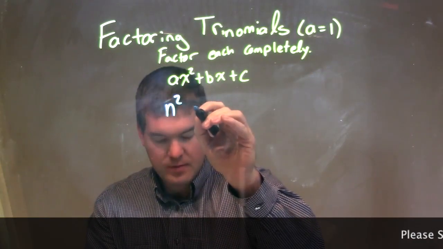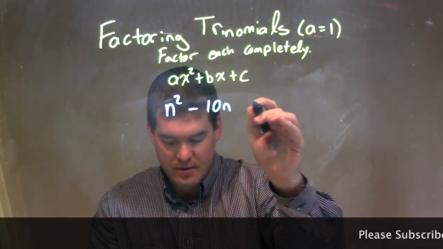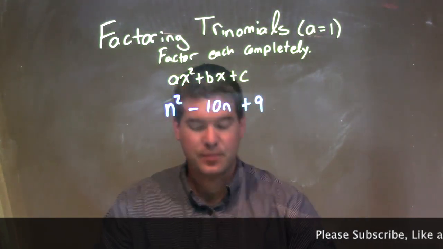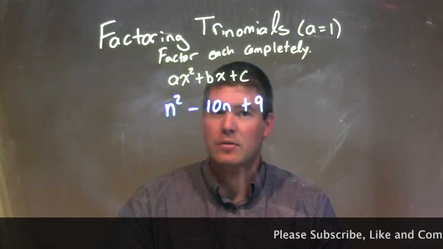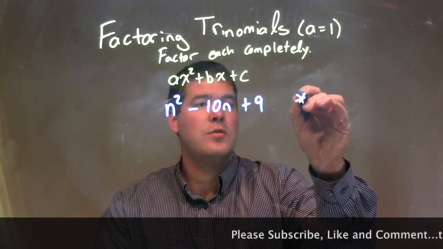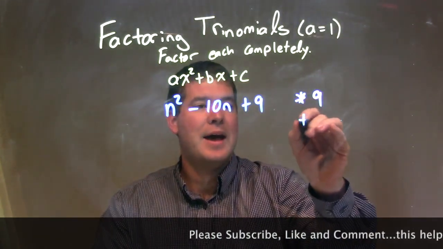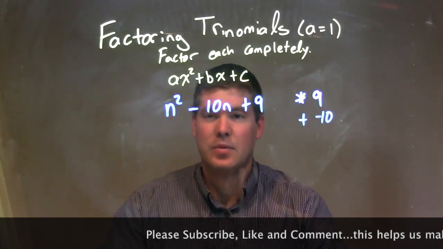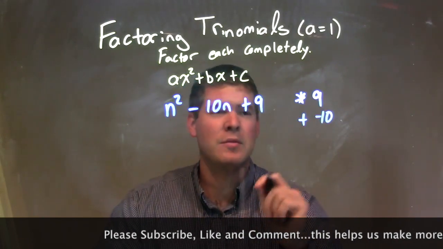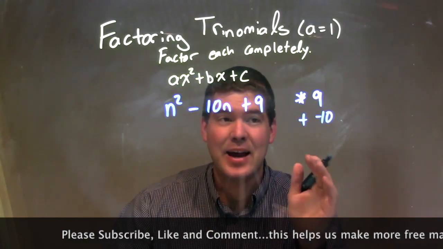N squared minus 10n plus 9. Well, since our a value here is 1, I can ask myself a question. What two numbers multiply to be 9 but add to be negative 10? Okay. Well, what two numbers multiply to be 9 but add to be a negative 10?